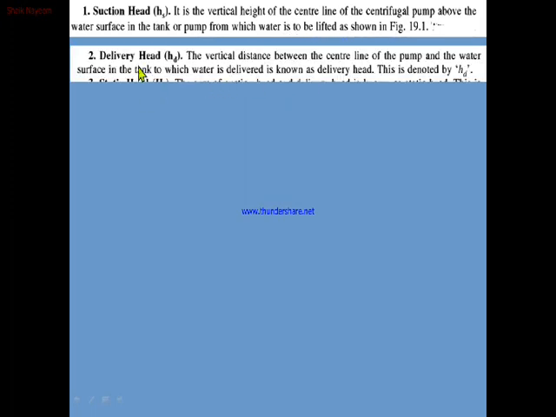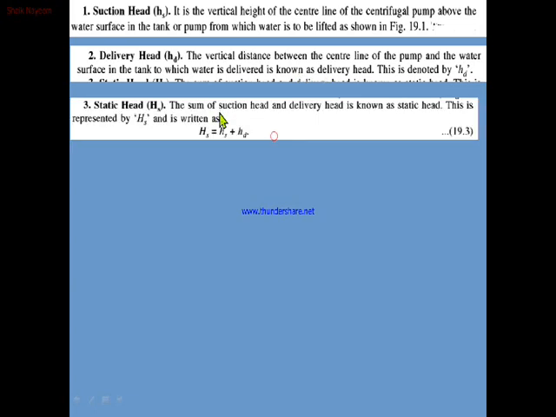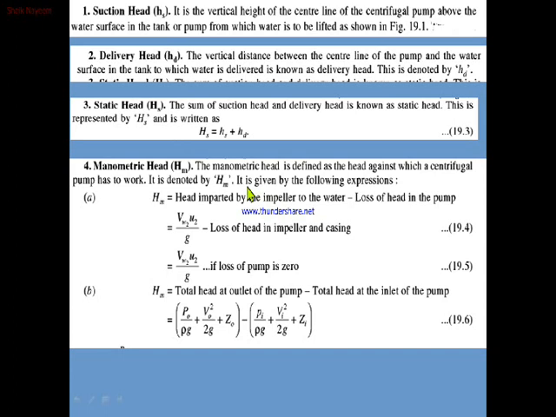The first one is the suction head, denoted with Hs. It is nothing but the height from the center line of the centrifugal pump above the water surface in the tank or sump from which the water is being lifted. The second one, delivery head, is from the center of the centrifugal pump to the water delivery point. Then the static head is a combination of the suction head plus delivery head. The fourth one is the manometric head. Manometric head is defined as the head against which a centrifugal pump has to work. It is denoted with capital H suffix M.